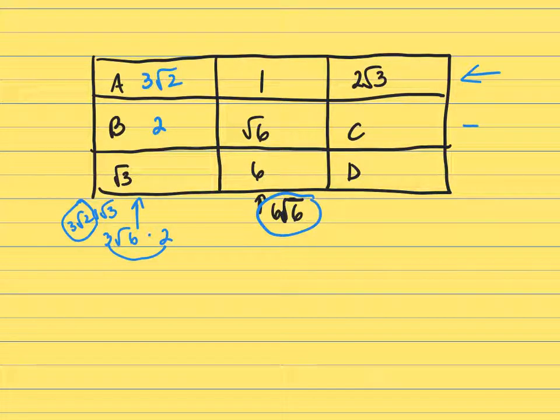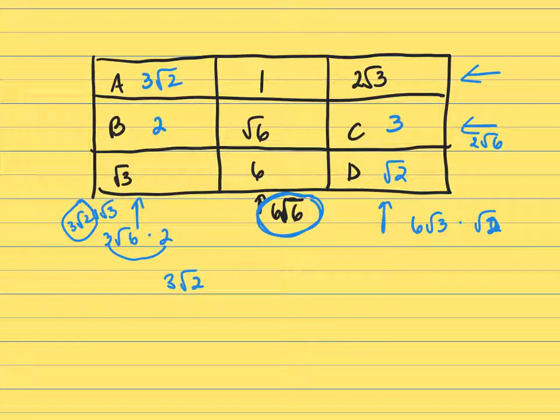Now let's do this row here. So far, I have 2 square root 6, but I need for it to be 6 square root 6, so this needs to be a 3. And I think that leaves me this column. So far, I've got 6 square root 3, and I need for it to be 6 square root 6. I need to multiply that by square root 2.